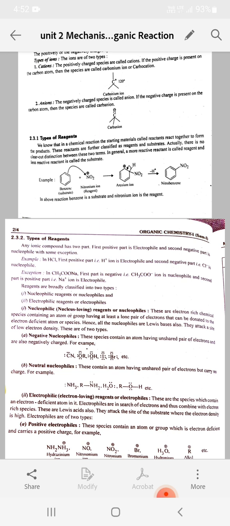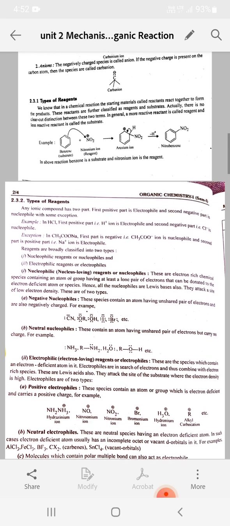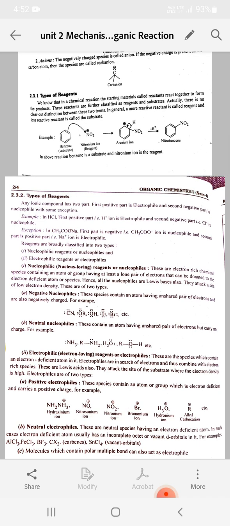Further, talking about the electrophilic or electron-loving reagents or electrophiles, these are species which contain an electron-deficient atom. Electrophiles are in search of electrons and thus combine with electron-rich species. These are Lewis acids also. They attack the site of the substrate where the electron density is high. Electrophiles are of two types, positive electrophiles and neutral electrophiles.